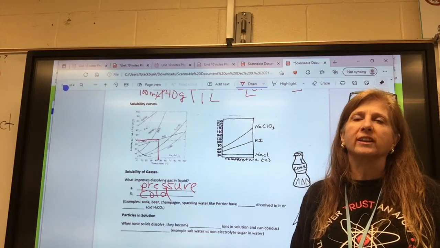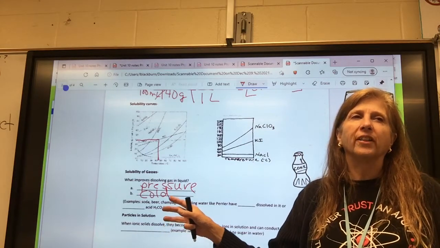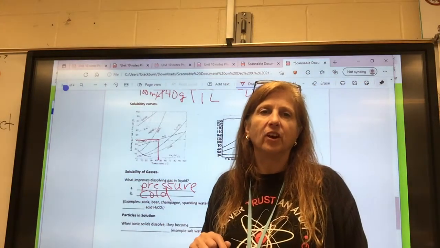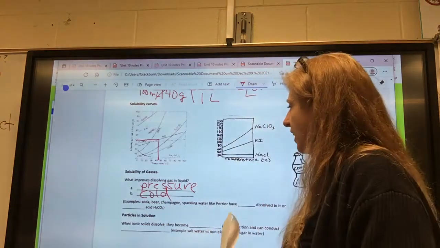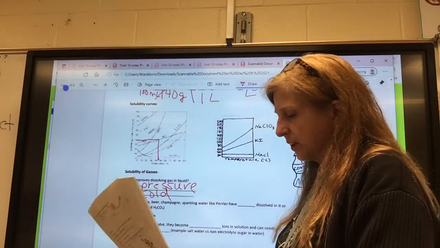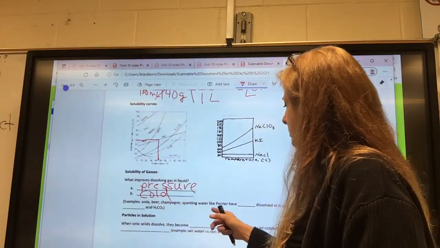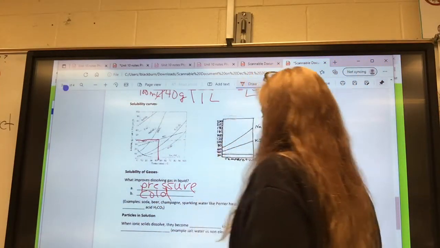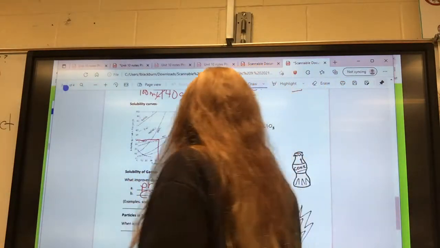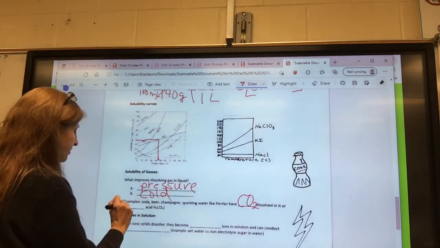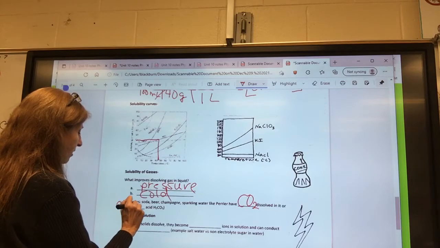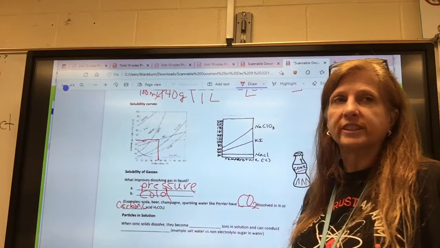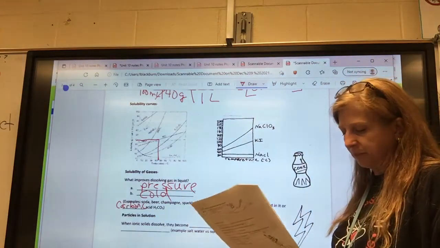You're out at the pool, it's summertime, you got your Coca-Cola there, it's in hot Georgia sunshine, it's going to go flat really fast. Have y'all noticed that before? That they go flat a lot faster? Okay, so for example, soda, beer, champagne, sparkling water like Perrier all have carbon dioxide dissolved in it, and you'll also see it as carbonic acid, which provides that same dissolved gas.